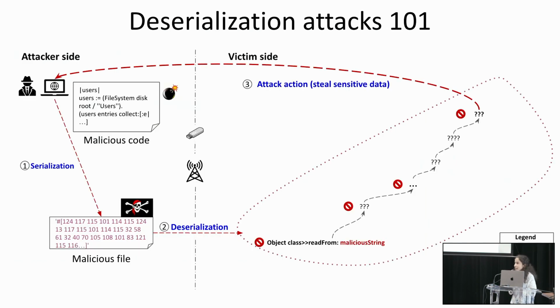So, deserialization attacks, how are they happening? On the left side of the screen, you have the attacker side, who will write malicious code to generate a malicious file, containing malicious data. Then he will give this malicious file to the victim, who will deserialize it, who will try to read the content of this file. Once he starts the deserialization process, the attack will take place. For example, the action of the attack may be stealing the sensitive information of this victim.